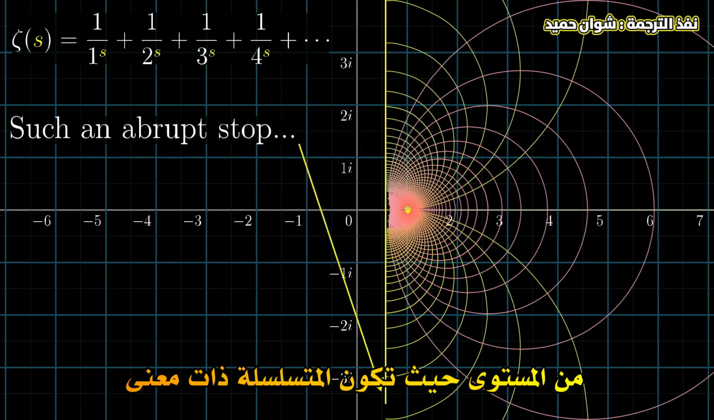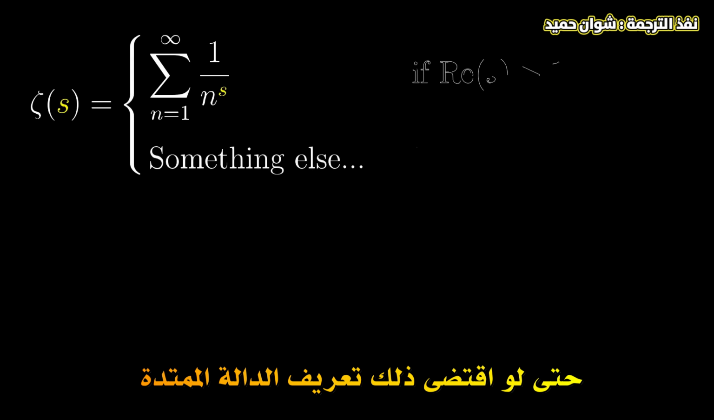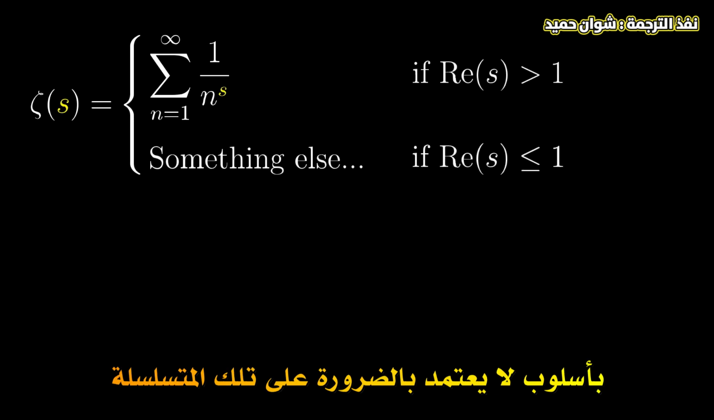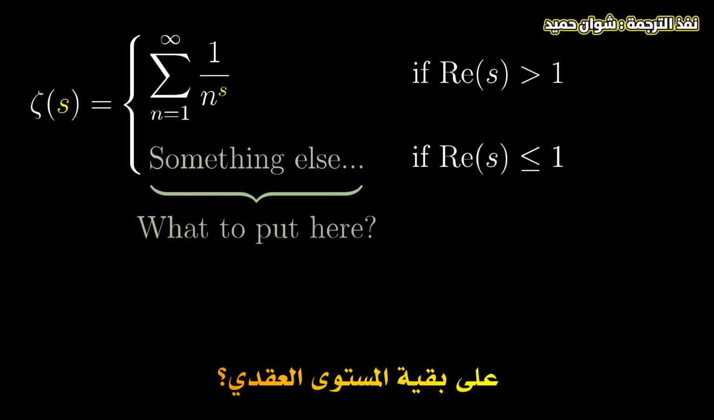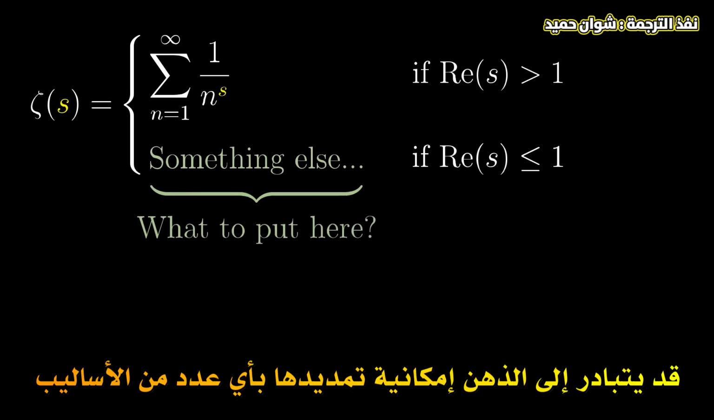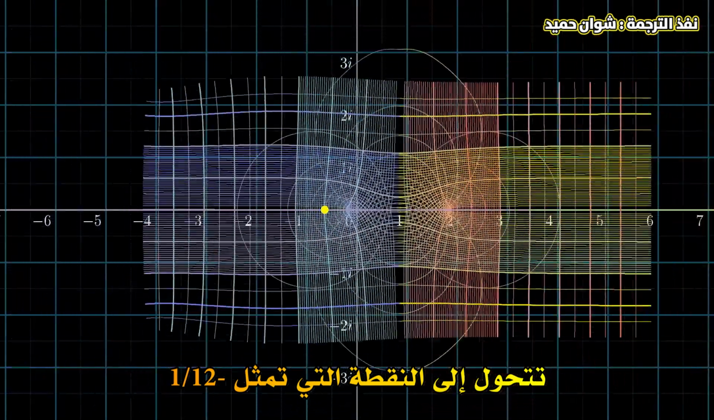But just looking at this transformed version of the right half of the plane, where the sum does make sense, it's just begging us to extend the set of points that we're considering as inputs, even if that means defining the extended function in some way that doesn't necessarily use that sum. Of course, that leaves us with the question, how would you define that function on the rest of the plane? You might think that you could extend it any number of ways. Maybe you define an extension that makes it so the point at, say, s equals -1 moves over to -1/12.